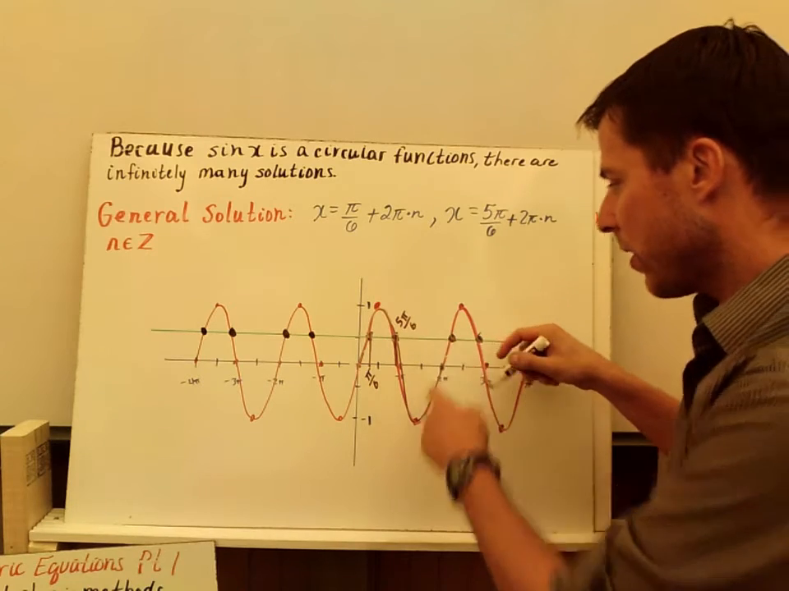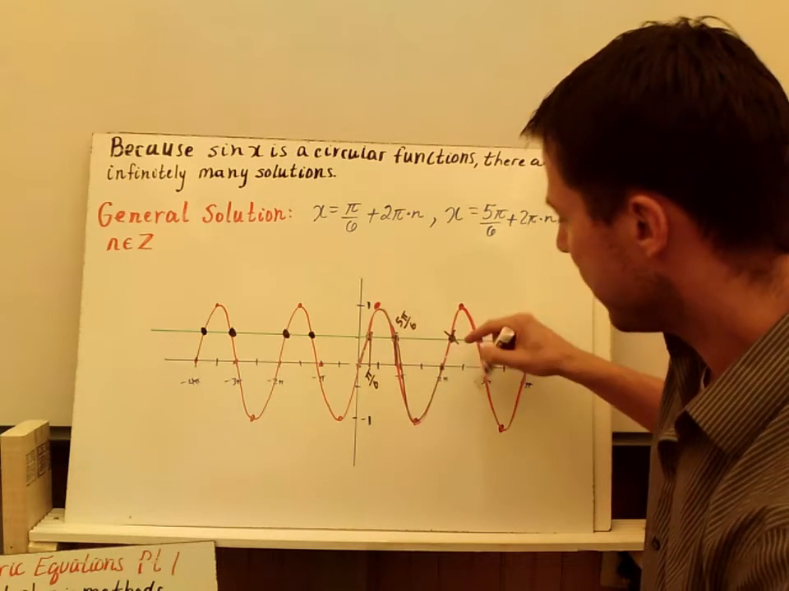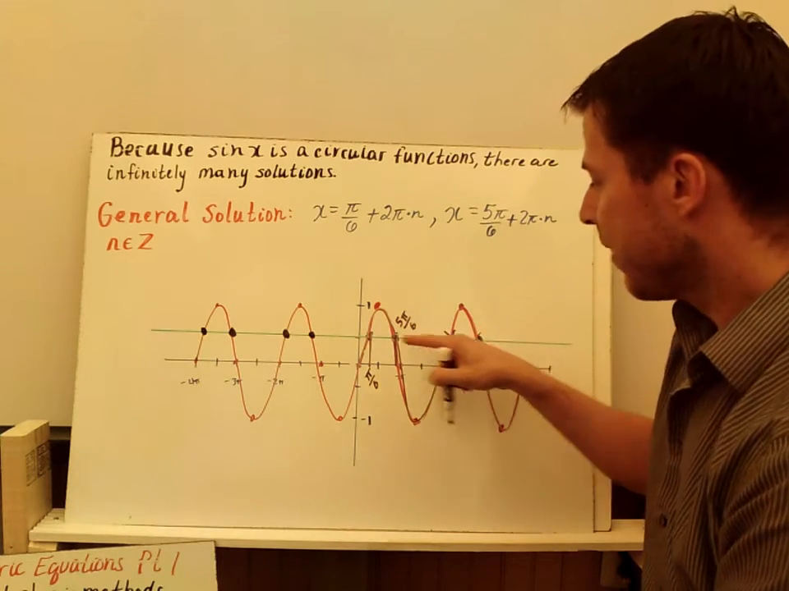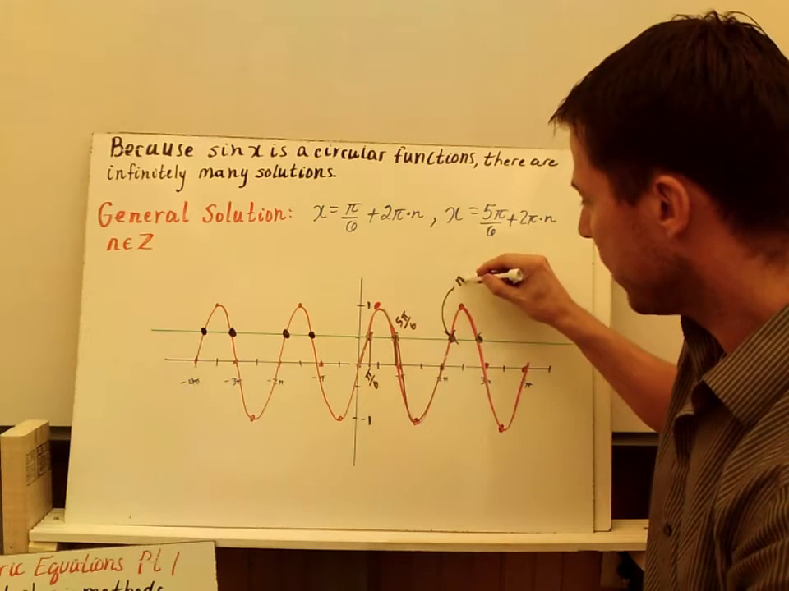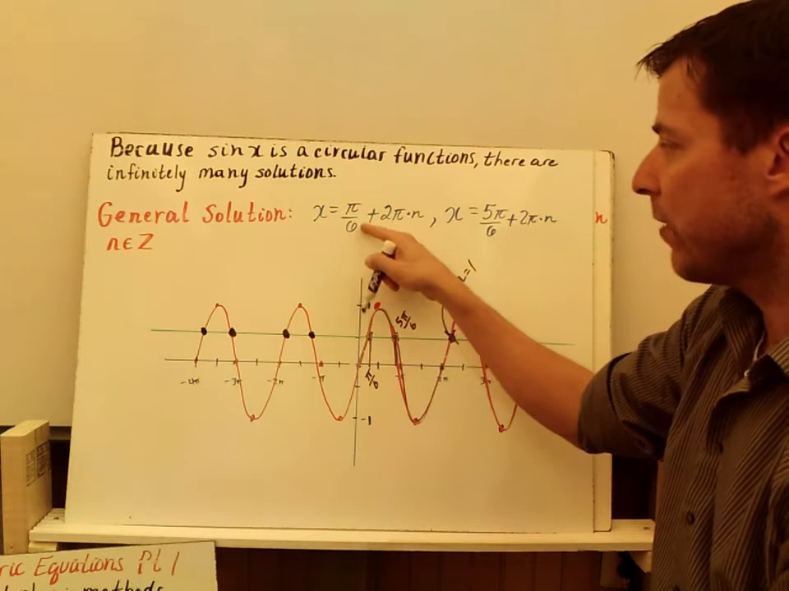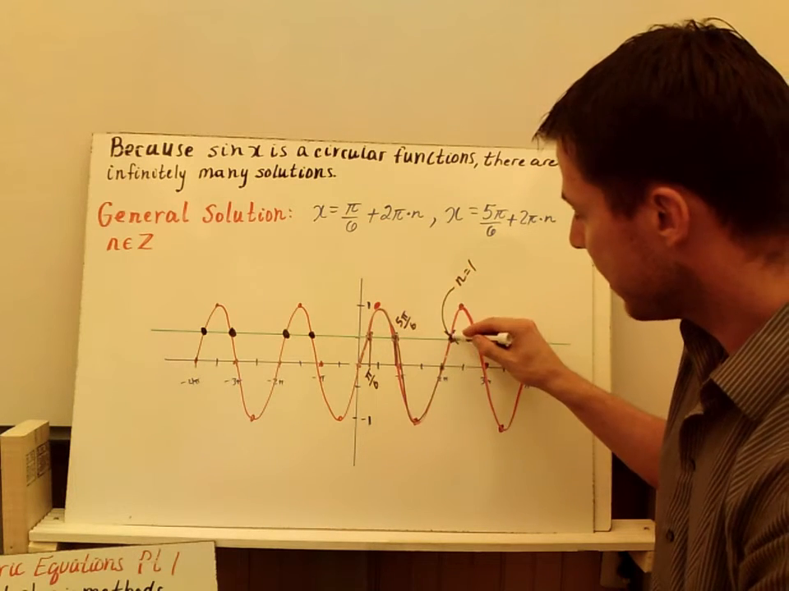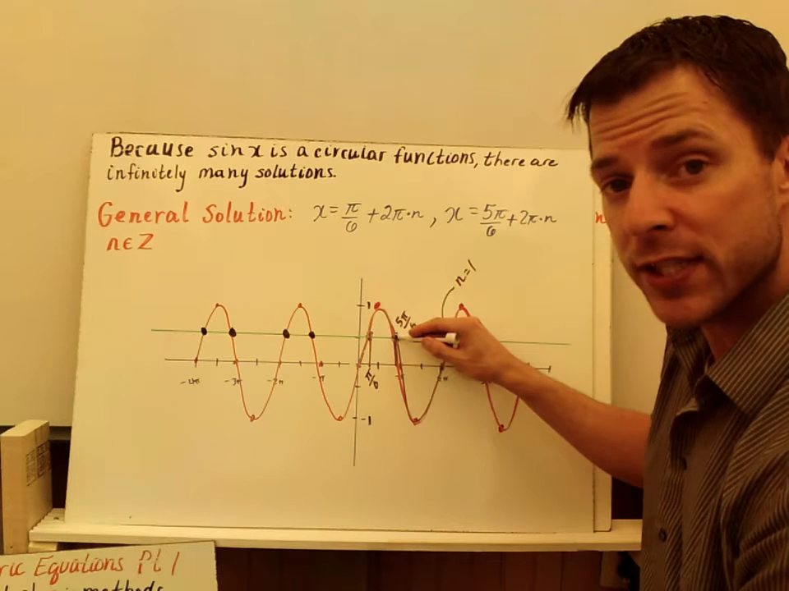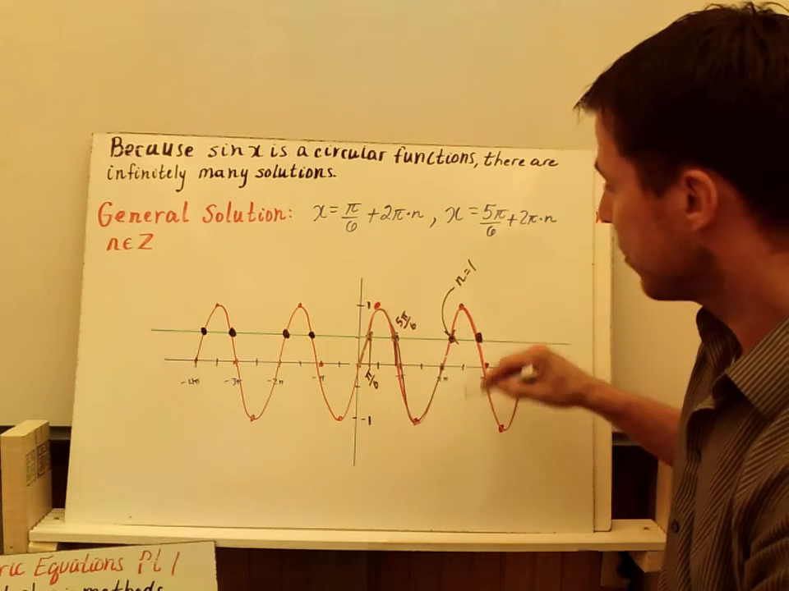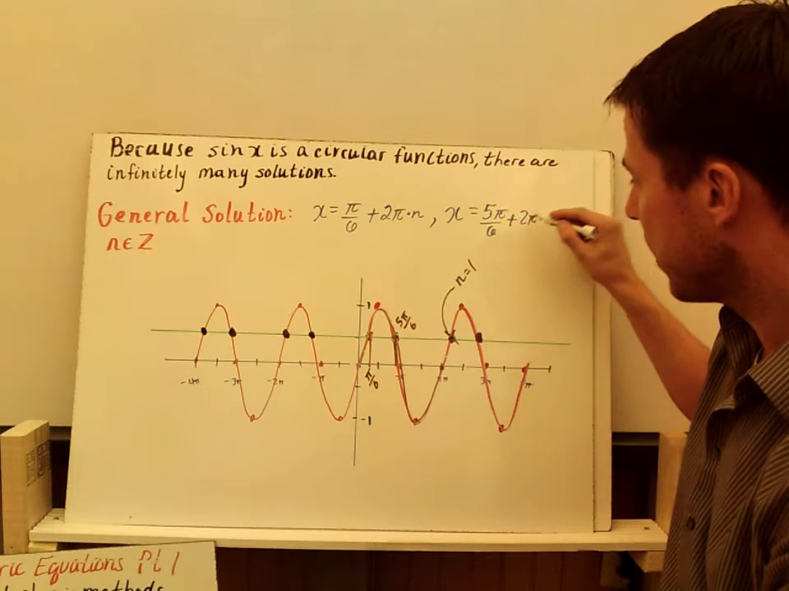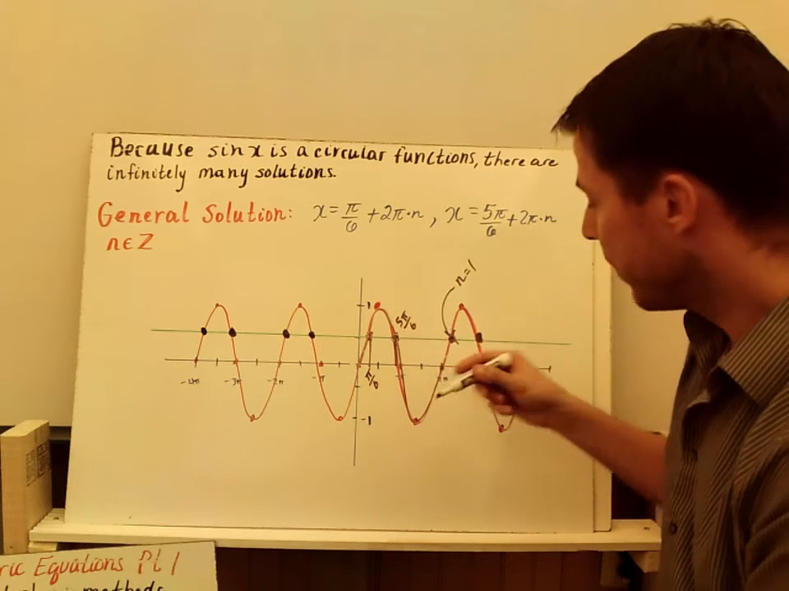But you can see there's more. This point right there is the multiple of that. It's pi over 6 plus 2 pi. So this point here, n would equal 1. It would give us pi over 6 plus 2 pi. That's this point right here. 5 pi over 6, if you add 2 pi, you get this point right here. That's that solution, and that would be 5 pi over 6 plus 2 pi, and again, n would be 1.